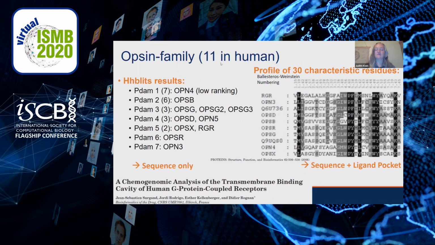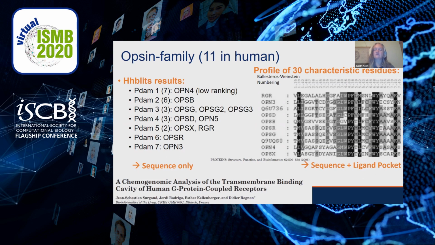There's actually 11 of them. And in addition to that, these PDAM sequences also map to some other GPCRs. And so the question here becomes, which of these PDAM hits are actually true opsin family members? To try to address this question, we've looked at a paper that published a chemogenomic analysis where they took sequence information in conjunction with ligand binding pocket information.